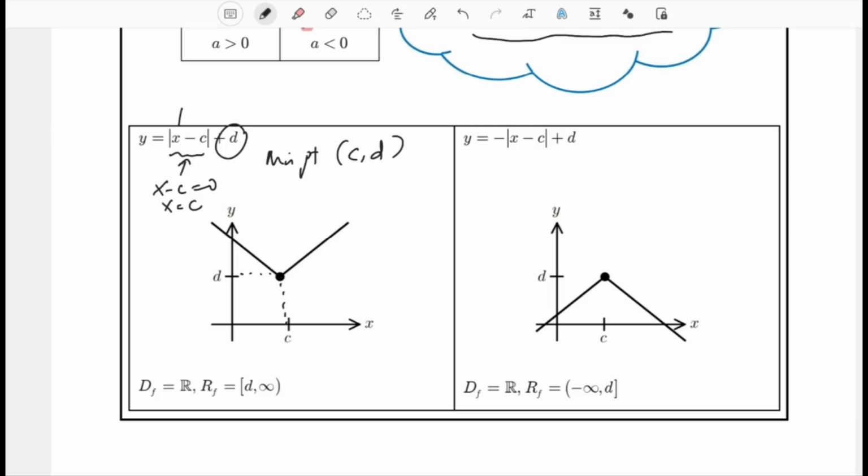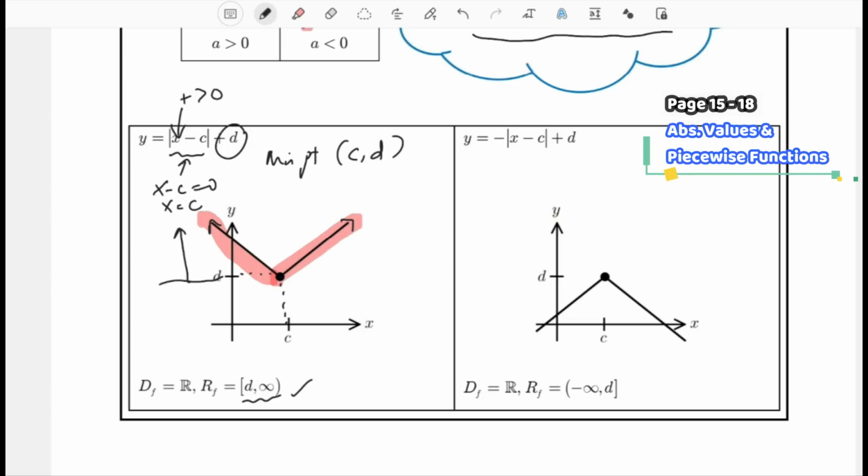Okay, definitely if you look at your x here, this is positive, meaning greater than 0. So the graph is pointing upwards. So the domain will be real numbers, as the graph goes on and on to the left and also to the right. And the range starts from D upwards. So that's why you get the half open interval [D, infinity).